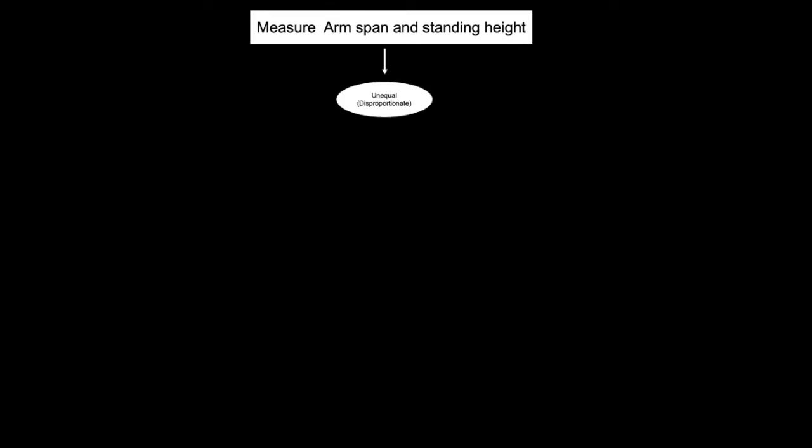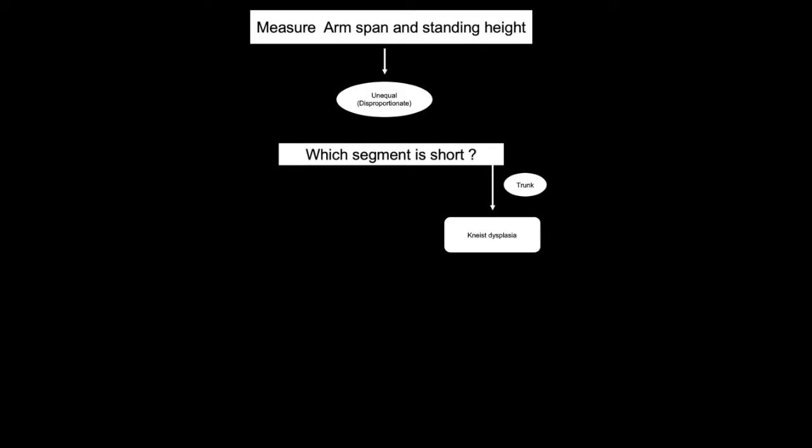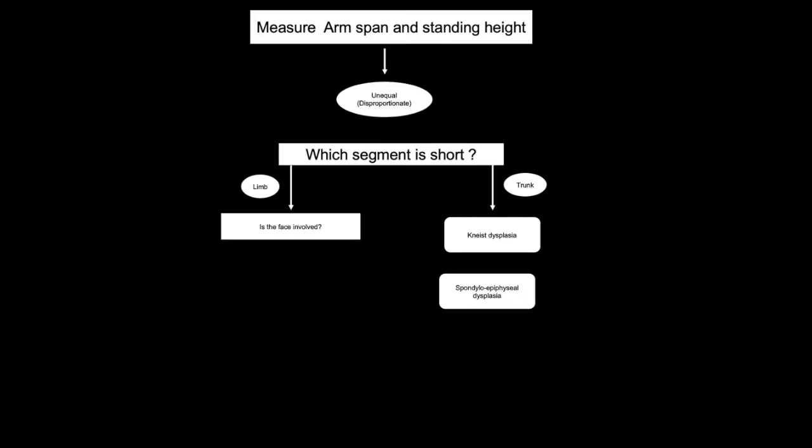So how do you put that together? Is there an inequality between the arm span and the standing height? So it's disproportionate. If it's disproportionate, which segment is short? Is it the trunk, which will be increased, or spondyloepiphyseal dysplasia, or is it the limb that's short? And if the limb is short, is the face involved? And if the face is involved, is it achondroplasia based on classic achondroplastic facies?